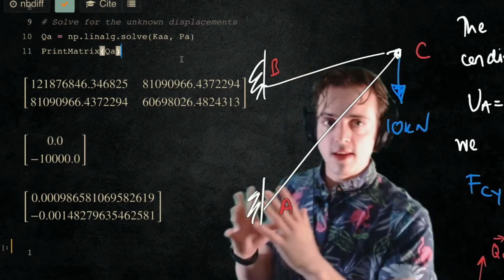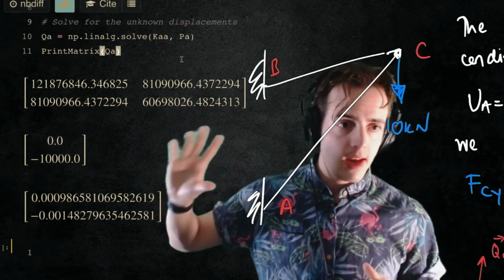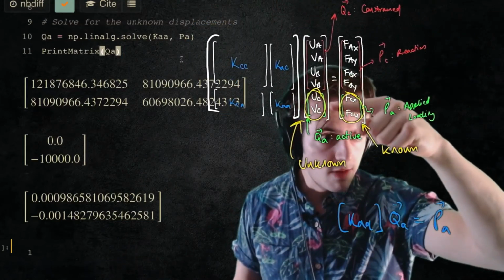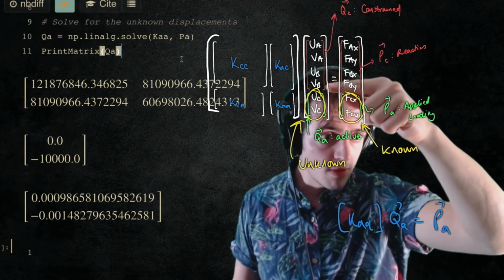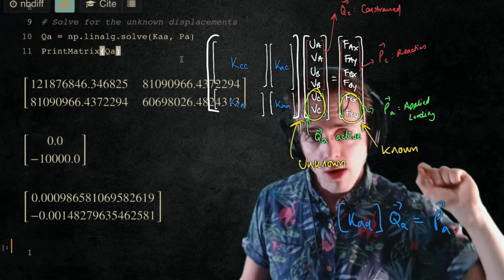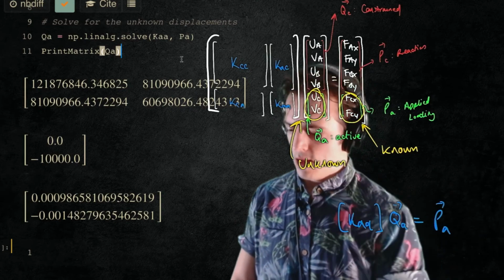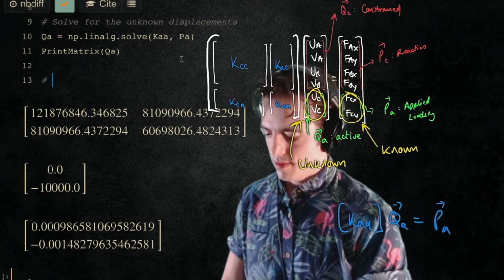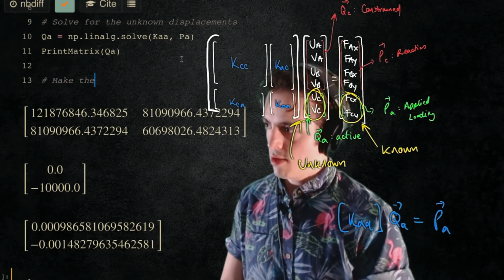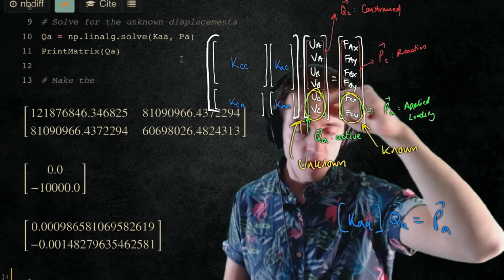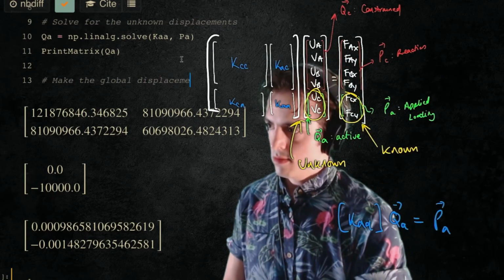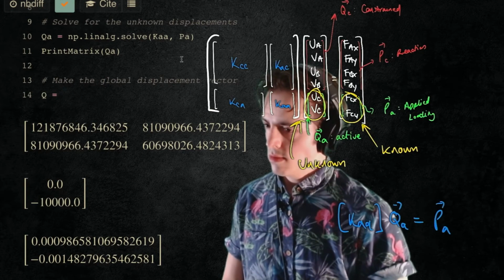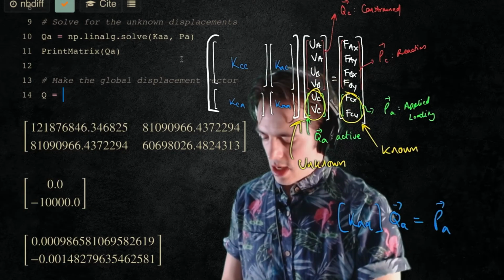With these displacements now solved for, we then have our complete displacement vector, because we've just solved for UC and VC, and we know that all 4 of these, because these were the boundary conditions, are going to be 0. So let's solve now for these unknown reaction forces. And the way we do that is by making the whole global displacement vector. This is going to be tricky actually. Let's do NP.